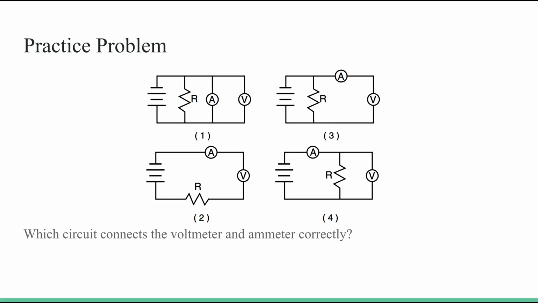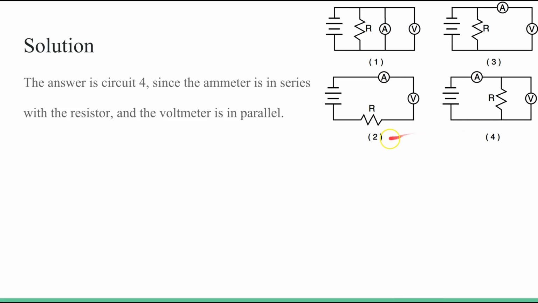Okay, so here's a practice problem, multiple choice. Which circuit connects the voltmeter and ammeter correctly? Well, the answer is circuit 4. Why? Well, circuit 1, you have an ammeter in parallel, so that's not good. Circuit 2, you have a voltmeter in series, so again, that's not good. Then 3, you have the ammeter in the wrong place.